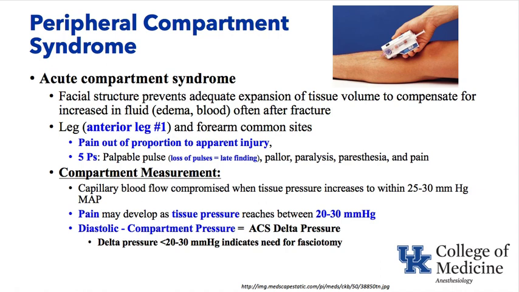So pain, as that tissue pressure builds up, and if their diastolic pressure minus the pressure that you measure in the compartment, which is called the ACS delta pressure, is in this range of less than 20 to 30. So let's say their diastolic pressure was 50 and their compartment pressure was 30. That would leave 50 minus 30, only 20, and that person, you would say, needs a fasciotomy. And these compartment pressures can rise after surgery, after fractures, and we need to be aware of the 5 P's that would indicate a need for a fasciotomy.